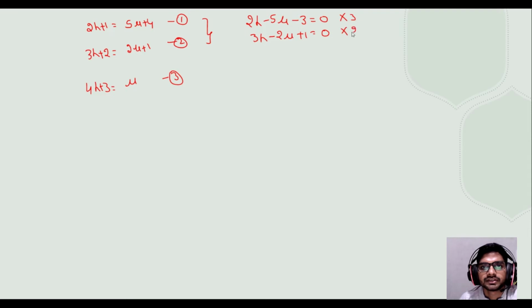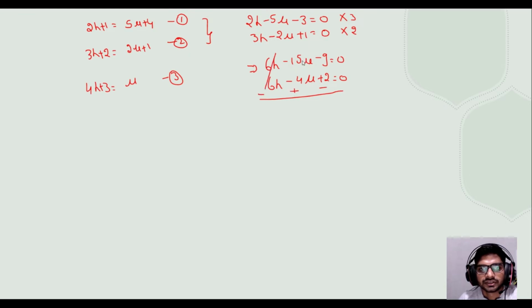Then we have to multiply it by 3 and 2 respectively with the first and second equations. Then what will we do? This will give 6 lambda minus 15 mu minus 9 equals 0, and 6 lambda minus 4 mu plus 2 equals 0. This will give minus, plus and minus. This cancels out. This will give minus 11 mu minus 11 equals 0. So minus 11 mu equals 11. So mu equals minus 1.